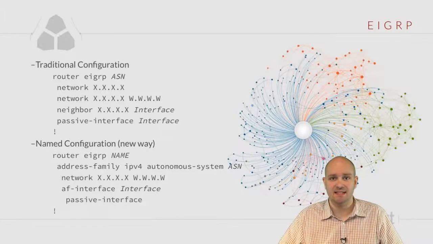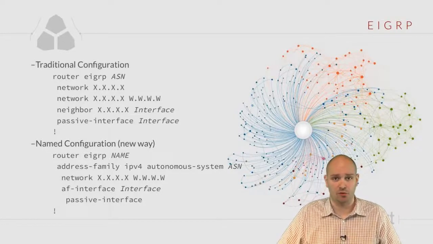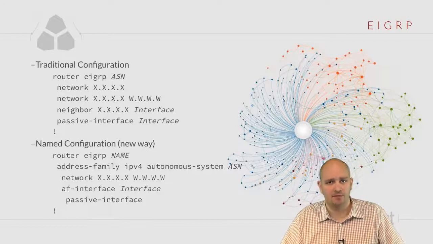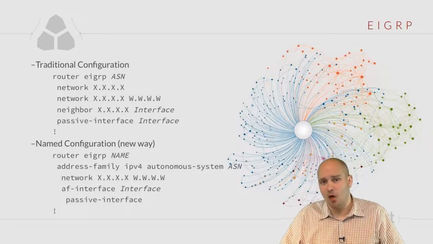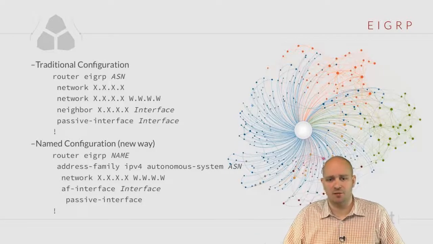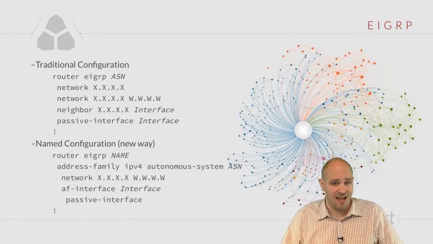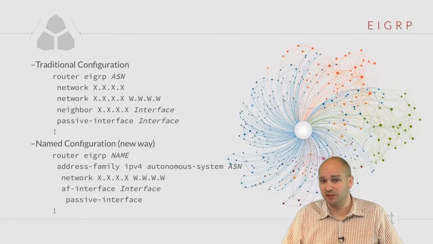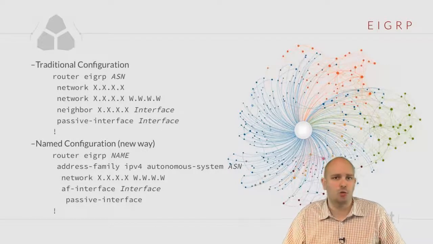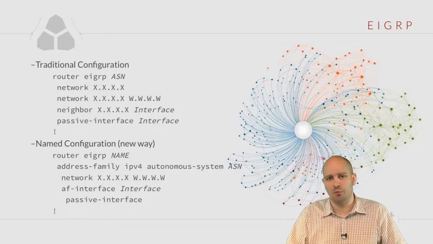Last but not least, let's take a look at the configuration examples for EIGRP. Here behind me I have 2 sample configurations. One is using the traditional configuration using what is now called numbered configuration mode, where we simply say router EIGRP and then specify the AS number in which this process is going to operate. Then we specify the network statement and specify the network range on which EIGRP is going to be active.